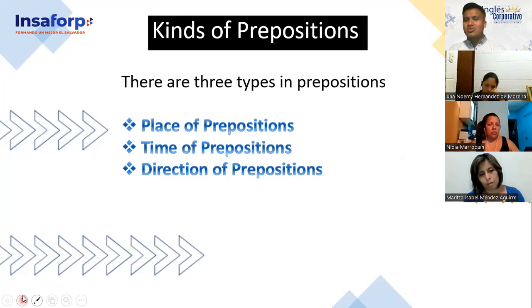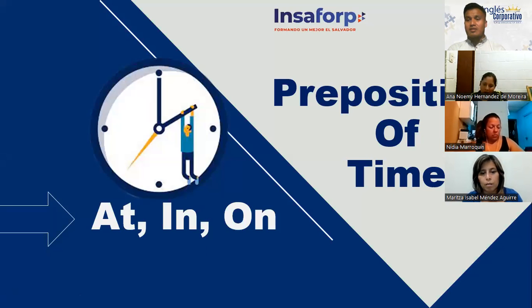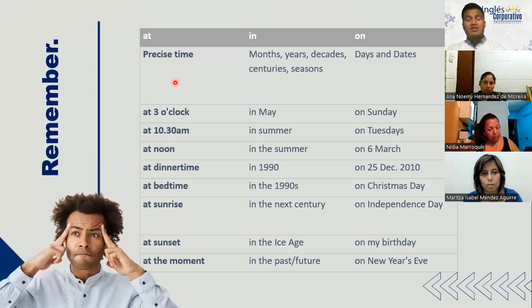Probably some of you are going to get a little bit confused if you don't pay attention, because some of them are a little bit repetitive, and we are going to see that. So first of all, let's go to the prepositions of time. Today, we're just going to focus on three, which are the main ones: at, in, on. Here we have the differences, the precise time where you're going to use them, or the specific things where you have to use them.